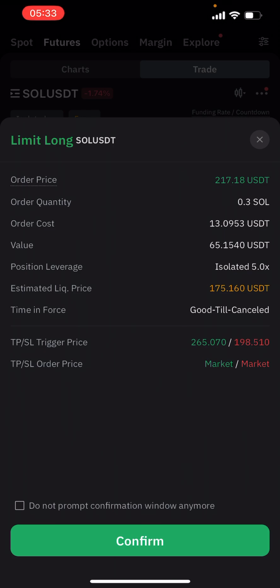And the advice here is that no matter the leverage you are using, you must always make sure your liquidation price is less than your stop loss when you are longing. You get what I'm saying? When you are longing, which means when you are buying. So now 175 is less than 198 for sure. So now you confirm.